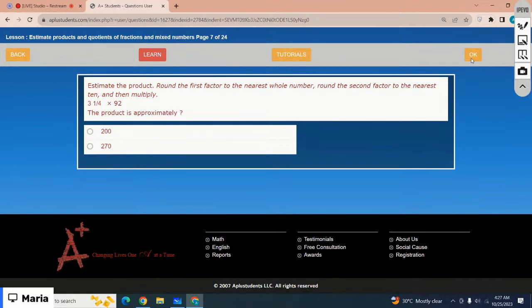92 is rounded off to 100, or 90, and 3 whole 1 by 4 is rounded off to 3. So 90 times 3 is 270. So the correct option is 270. Got it?